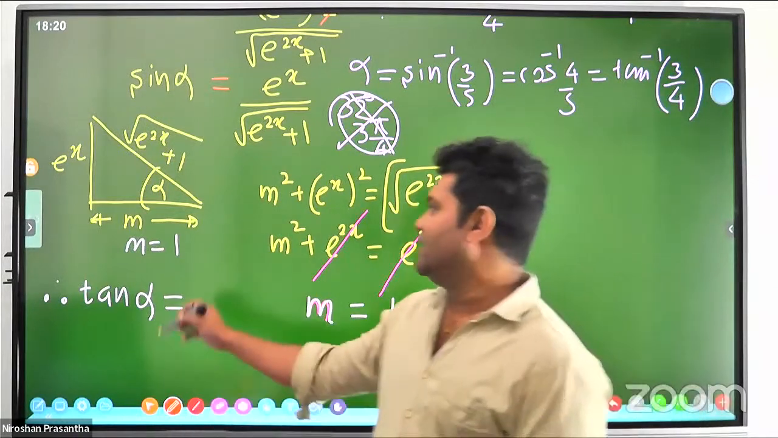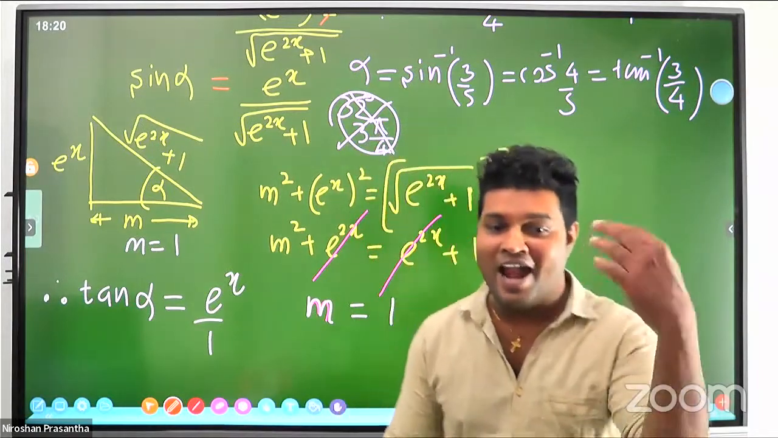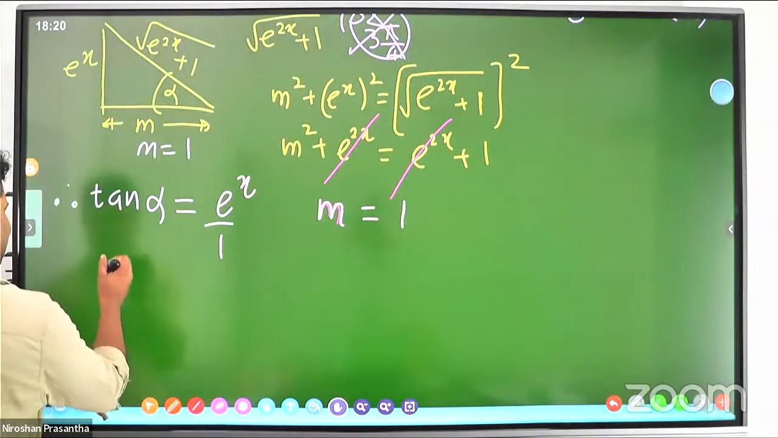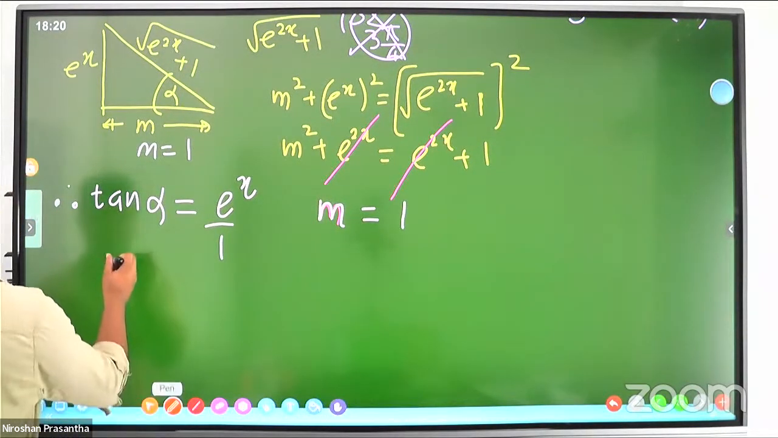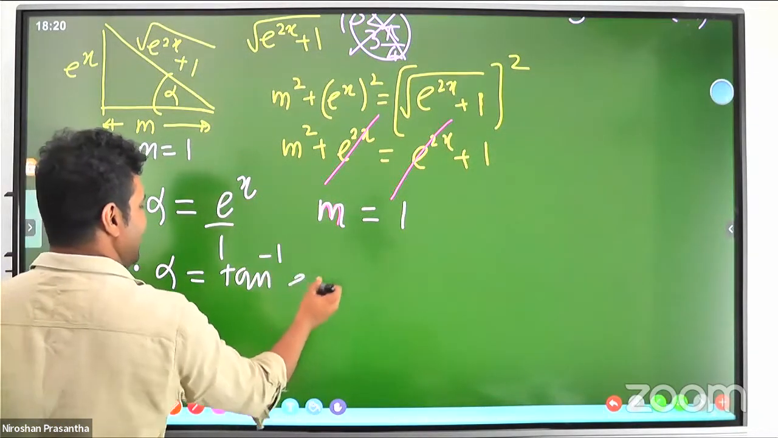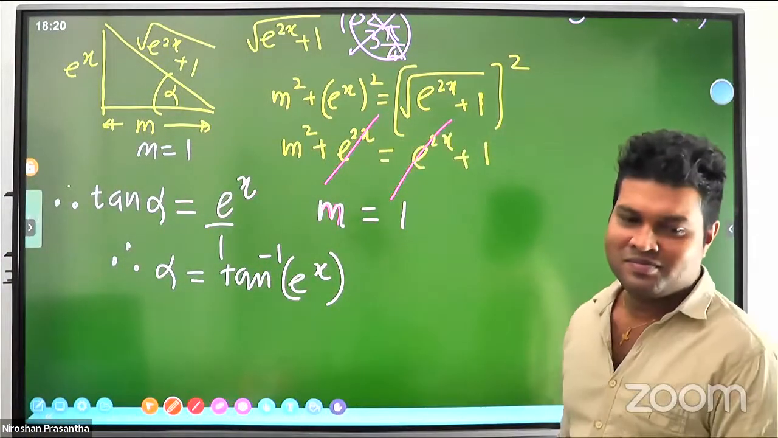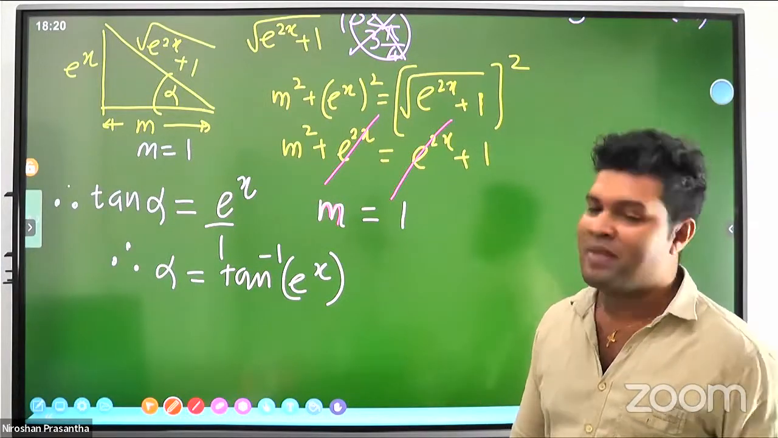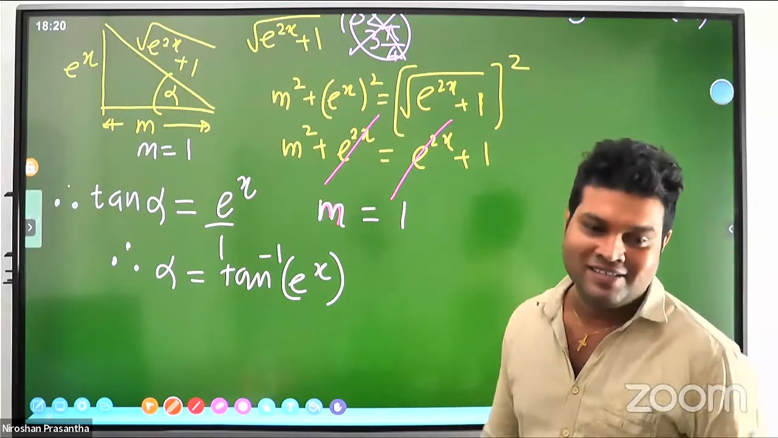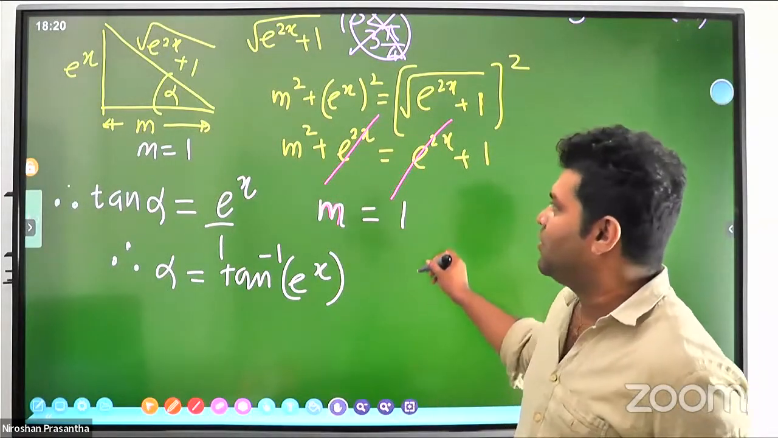Tan alpha then is e^x over 1. Then what is alpha? Therefore alpha is tan inverse e^x. Same alpha, right? Same angle. I have now written it in terms of tan alpha, not sine. But your answer to the question was right.